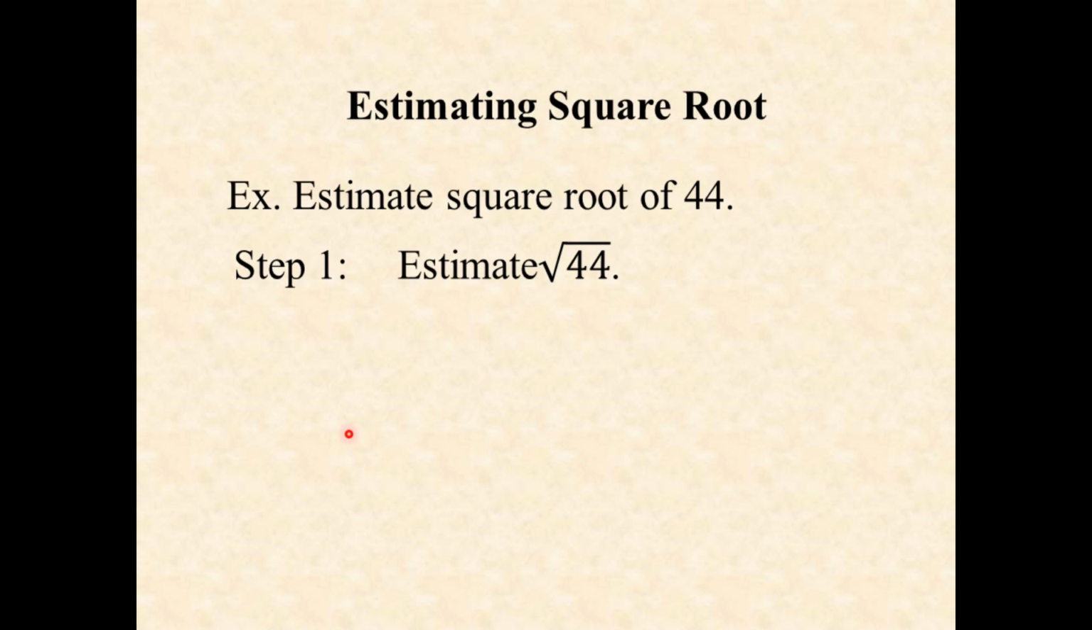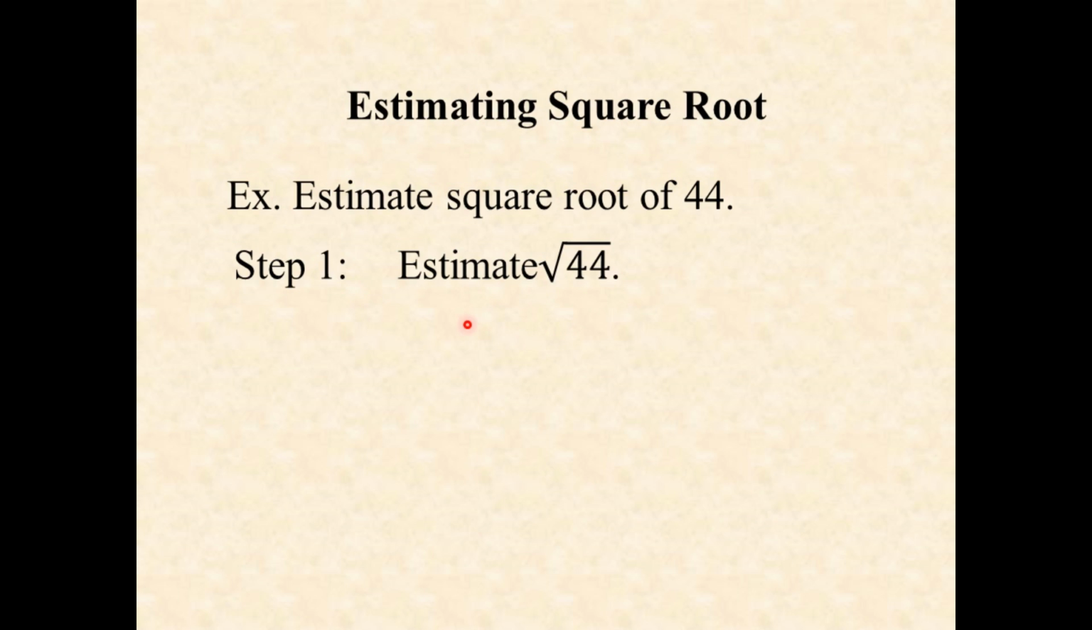Alright, now another way of extracting square roots, especially if you are dealing with numbers that are not perfect square numbers. There are several steps to follow. Number one, of course, we need to estimate first. Our given here is 44. 44 is not a perfect square number, so we cannot extract the square root of this right away. We need to apply the following steps. First, estimate the square root of 44.